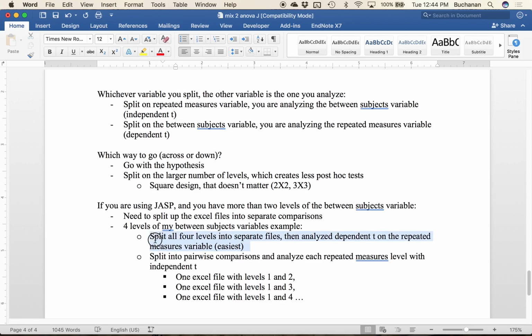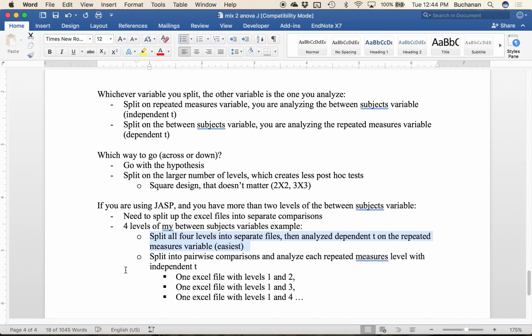So that's why I think this one's the easiest, because I split it into 4 separate files, and then I analyze my dependent t on the repeated measures variable, whatever that is. Otherwise, I have to split them into files where I only have 2 levels. And this is actually true if you're doing double between subjects, unless you have a 3 by 3 ANOVA. And so you have to kind of split up the Excel files manually for yourself.